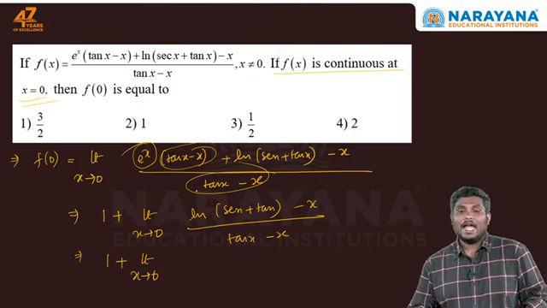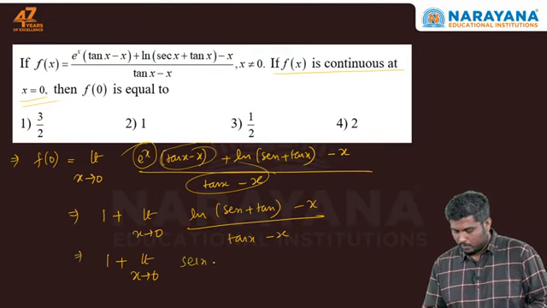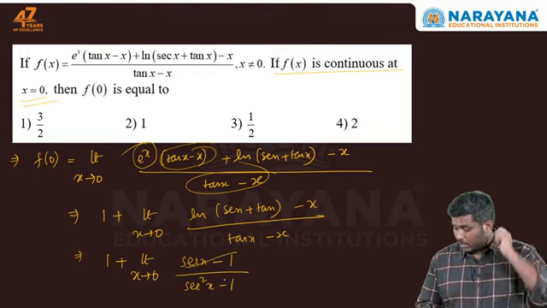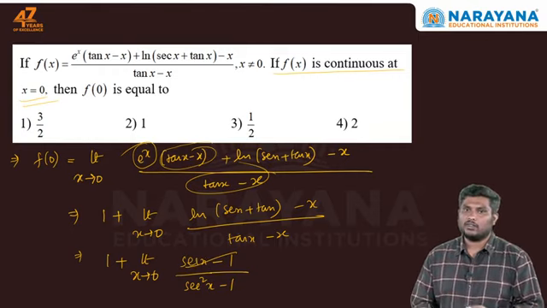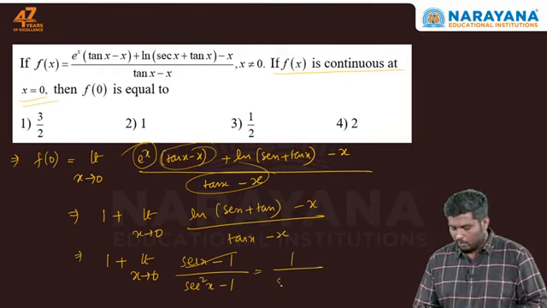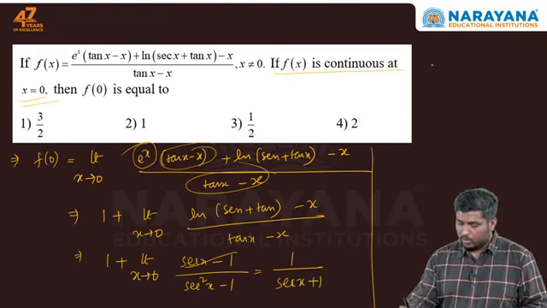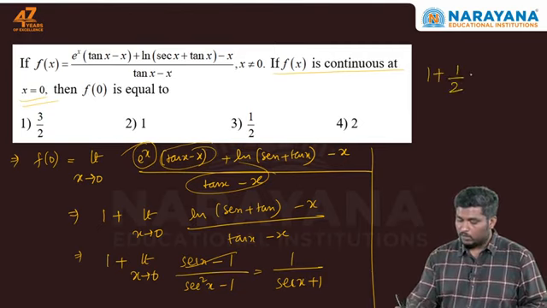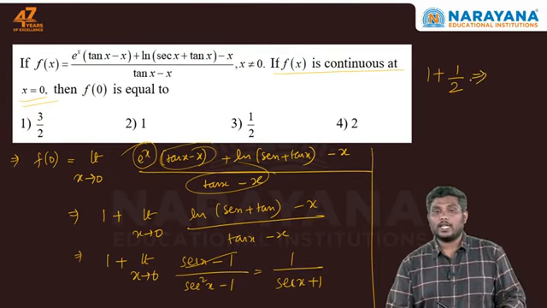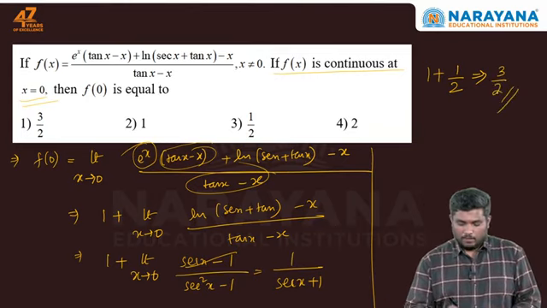1 plus limit x tends to 0. If I differentiate ln(sec x + tan x), it is going to be sec x minus 1 by sec square x minus 1, using a minus b over a square minus b square. The numerator is a minus b, the denominator is a square minus b square. If you cancel it out, you have 1 by (sec x plus 1), and once you put the limit, it is going to be 1 plus 1 by (1 plus 1), which is 1 plus 1 by 2, which will be 3 by 2. So the limit value will be 3 by 2.